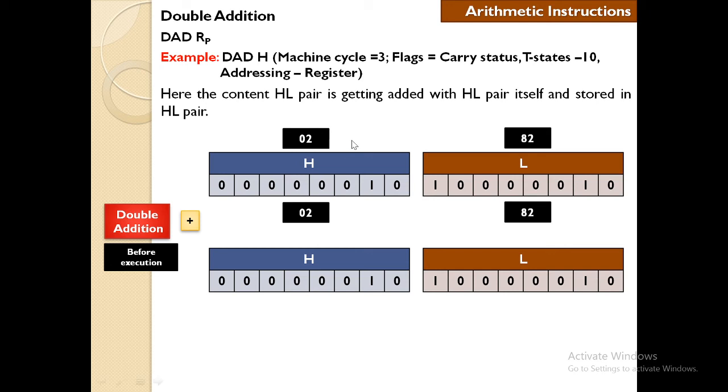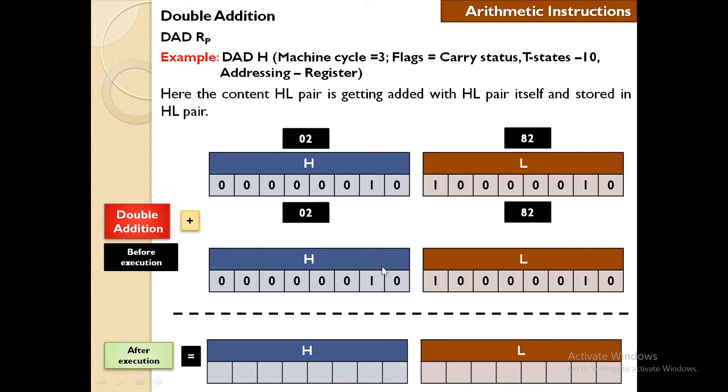Suppose before execution we have the content shown here. On the right hand side you can see it is 82, again in hex notation. It's understood that we are showing this in hex notation. And on the left hand side we have H. The H register has 02, and so if we execute this instruction, the same content gets added with the same content in HL.